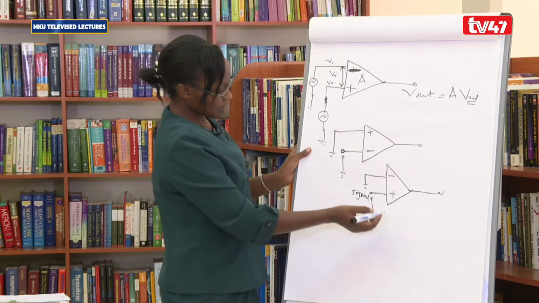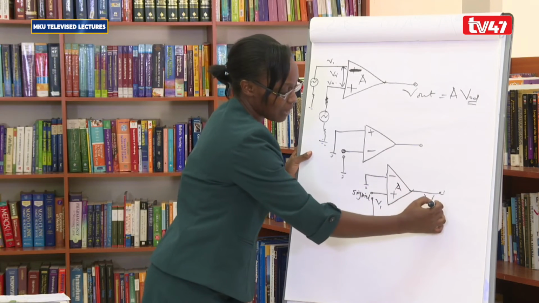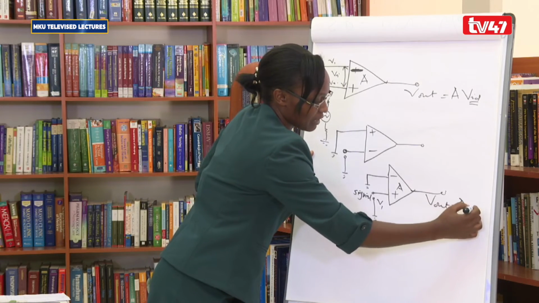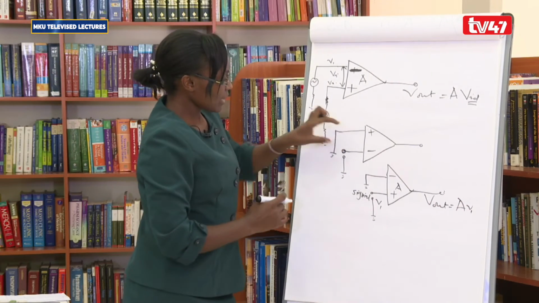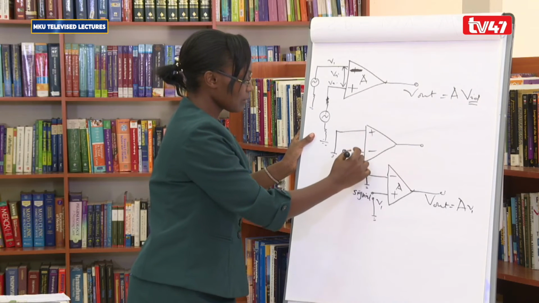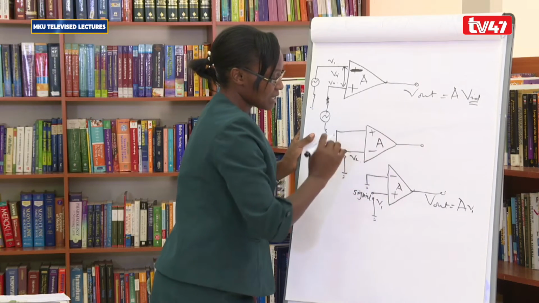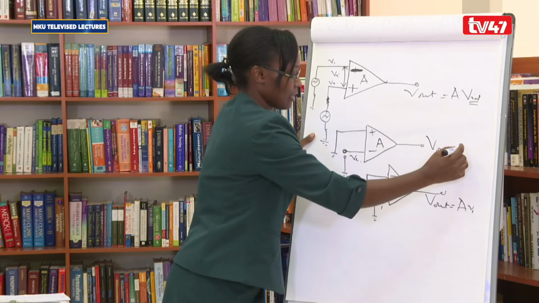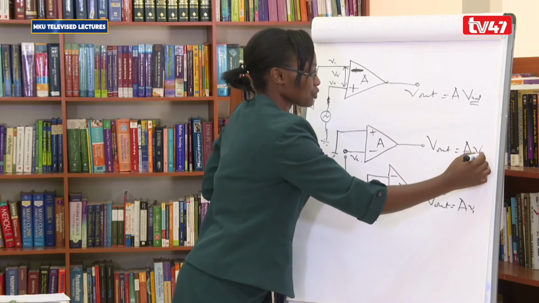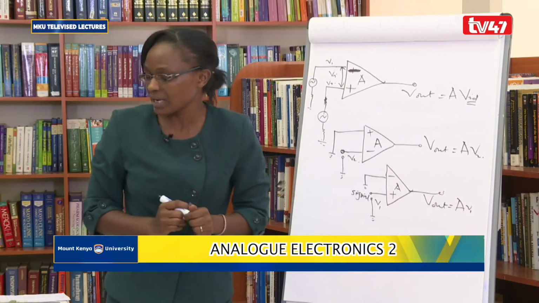So if this is, for example, V1, and this is our gain, our output here, V out, will be equal to A multiplied by V1. For this other one, if our input here in the inverting terminal was, let's say V2, then our output here, and our gain is A, will be equal to A multiplied by V2. So those are the configurations of the open loop amplifier.